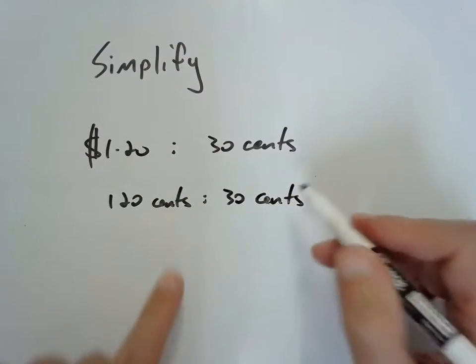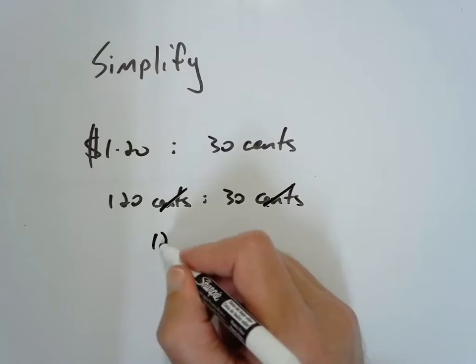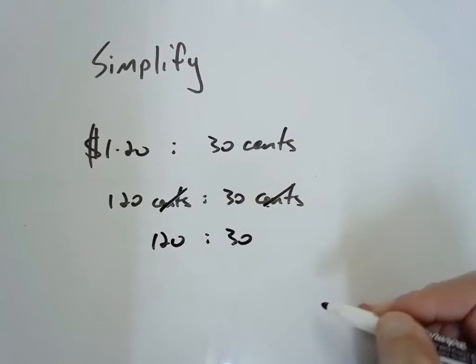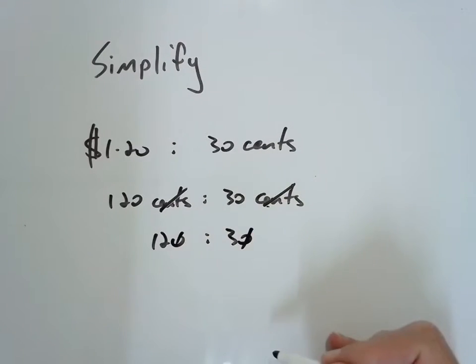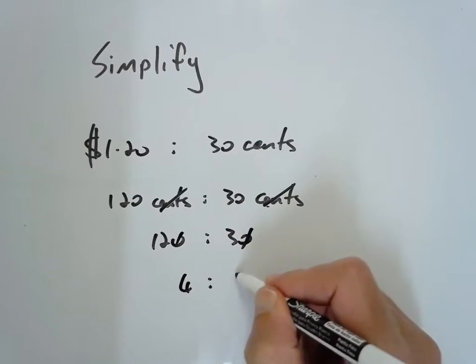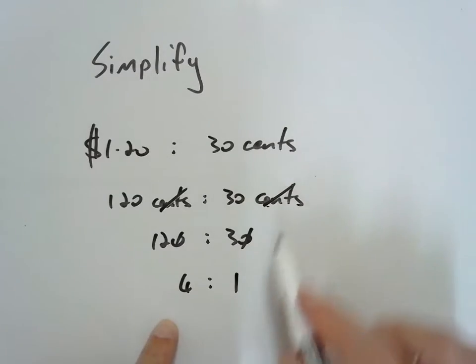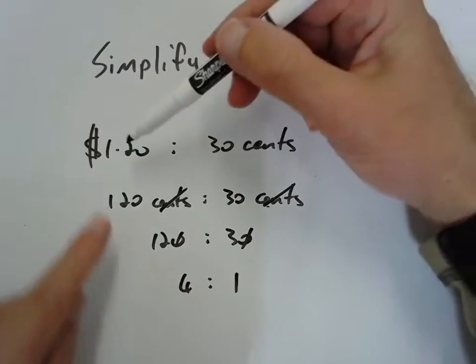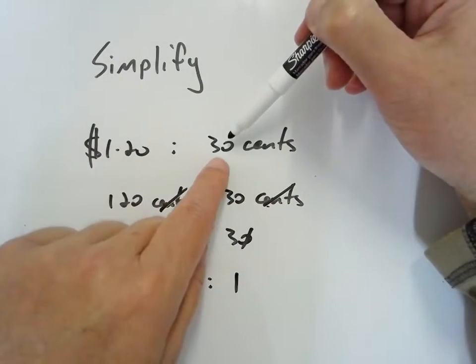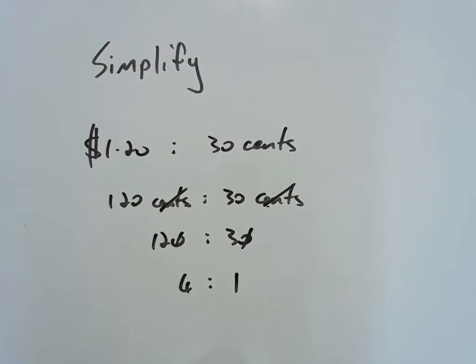As soon as we get the units the same, they go. Then I'm going to simplify as far as I can. The ratio is 4 is to 1. $1.20 is 4 times 30 cents. Okay.